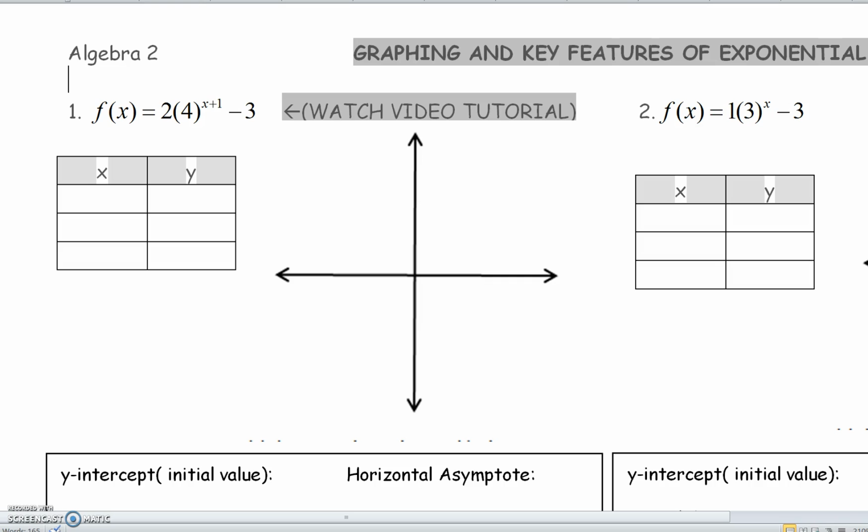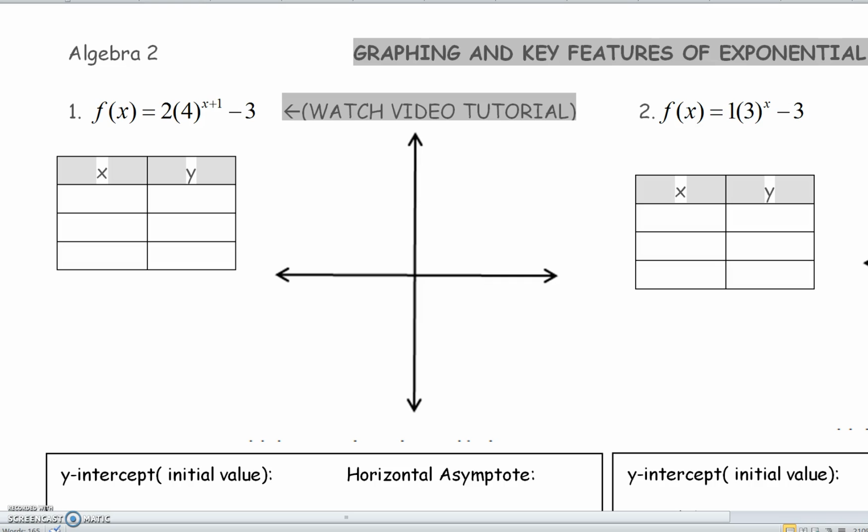Today we're going to look at graphing exponential functions. This is a good skill that you're going to need in this learning target for exponentials. And we're also going to talk about the key features which we've mentioned.